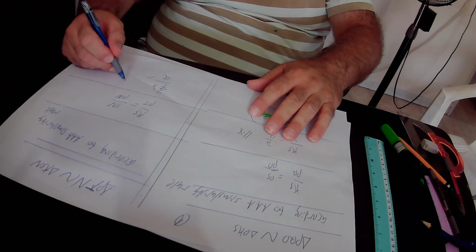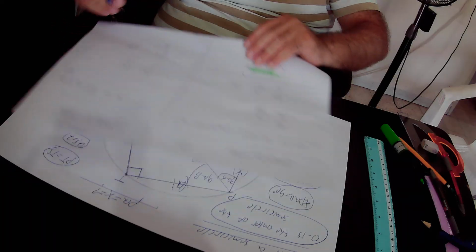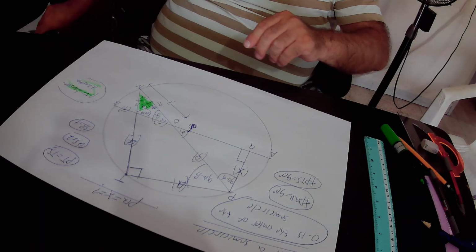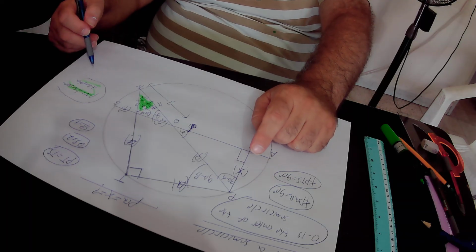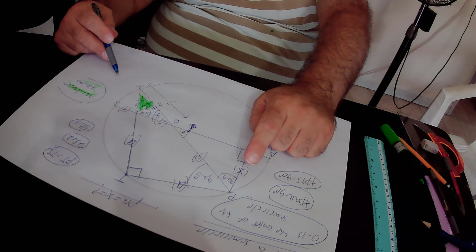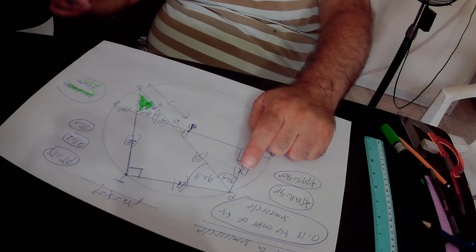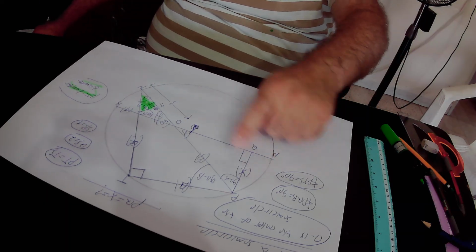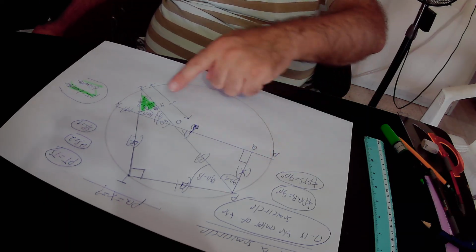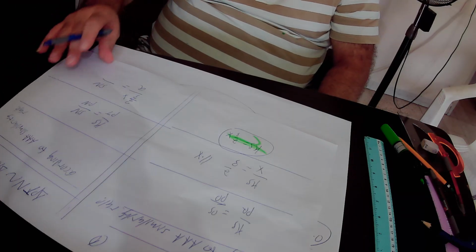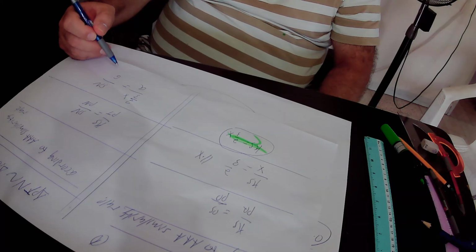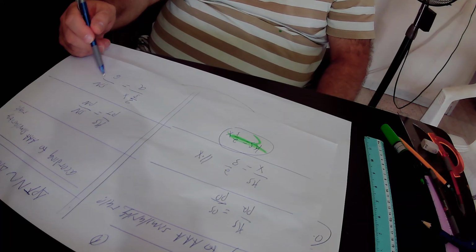So it is SN over PN. What is the length of PN? PN is actually the diameter of the circle. The radius is 3, therefore the diameter must be equal to 6. So PN equals 3 plus 3, that is 6, the diameter of the circle. So in total we found out that 2/3 x over A equals SN over 6.